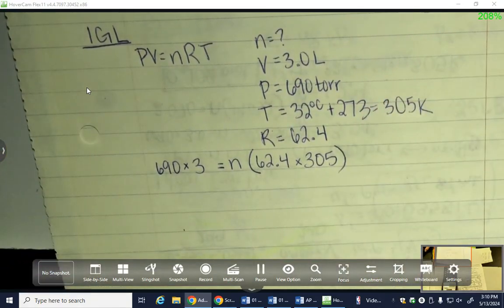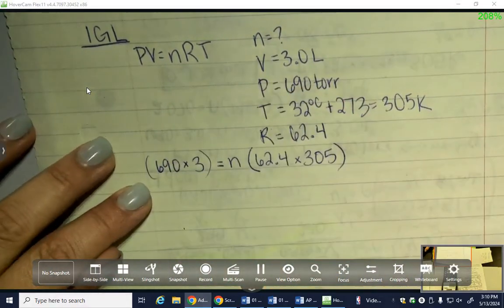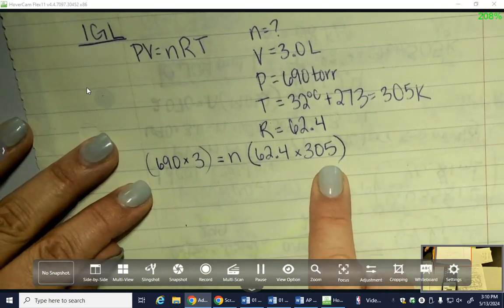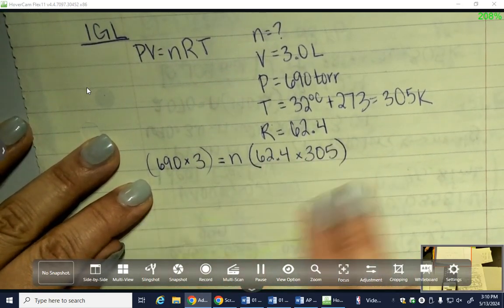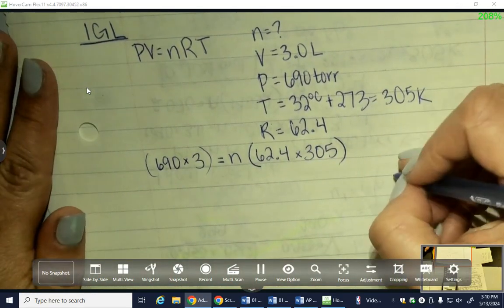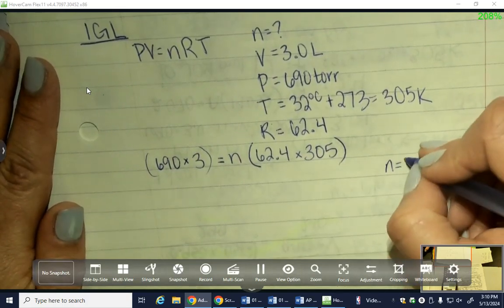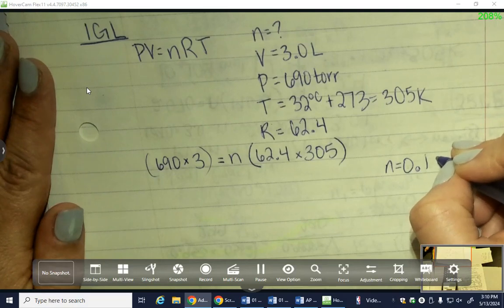So for this one, I do recommend you simplify the left-hand side and then divide 62.4, divide 305. Okay, or ultimately multiply those, divide them underneath. Okay, and you should be getting your answer. 0.1, what was it? 109.